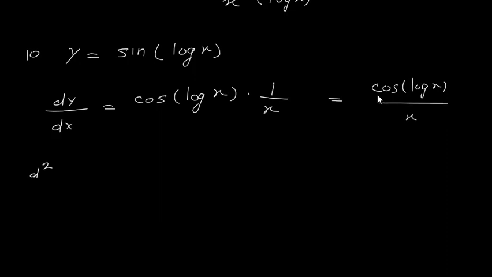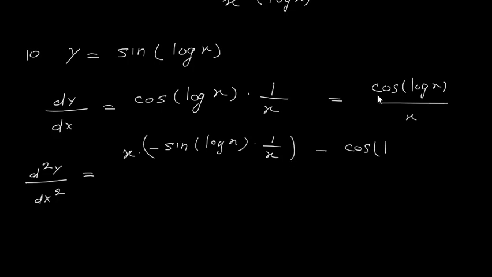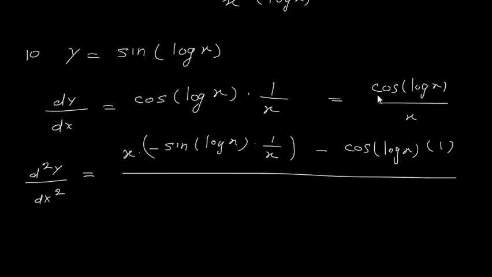Now we differentiate it again. So d square y upon dx square. Here we will get u upon v. So v into derivative of u. That is the derivative of cos of log x. The derivative of cos is minus sine. So it is minus sine of log x into the derivative of log x, which is 1 upon x. So v derivative of u minus u, that is cos of log x, into derivative of v, that is 1, whole divided by v square, that is x square.